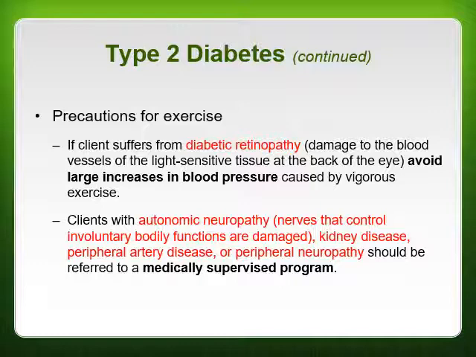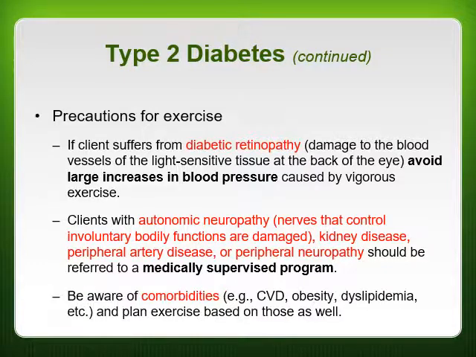If they have autonomic neuropathy, that's nerves that control involuntary bodily functions, kidney disease, peripheral artery disease, or peripheral neuropathy, which all of these things do happen in connection with type 2 diabetes, they need to be going to a medically supervised program. That is beyond our scope. Again, we need doctor's clearance and recommendations if that's what they're going to be doing.